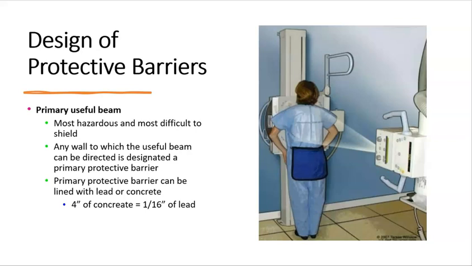All right, primary useful beam. So that's what's coming out of the x-ray tube. Any wall to which the useful beam can be directed is designated as a primary protective barrier. Primary protective barriers can be lined with lead, which we talked about, 1/16 of an inch, or concrete. So 4 inches of concrete equals 1/16 of an inch of lead.